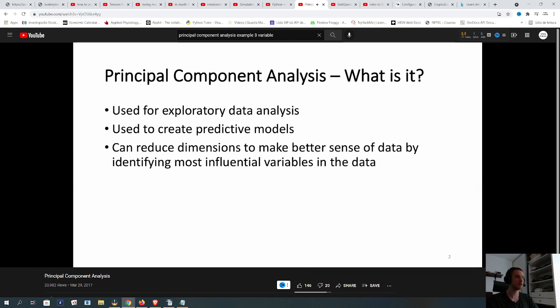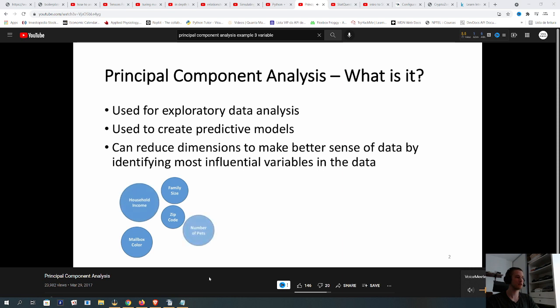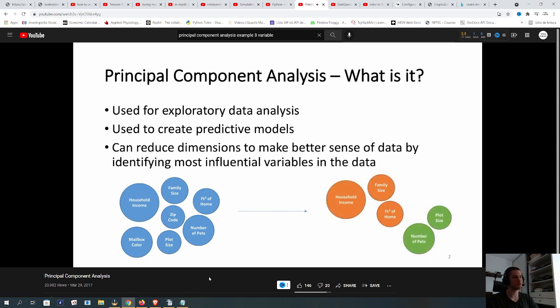A really simple example for this might be if we start with a data set that includes household income, zip code, square footage of the house, family size, mailbox color, right? We have all this data and we want to make sense of it. We don't have any pointed questions, but we just want to see what the data can tell us. We might use principal component analysis, and we might determine that household income, family size, and the square footage of the home are sort of related and emerge from the data as important. And then we might also see that the number of pets and the plot size also become important as well.